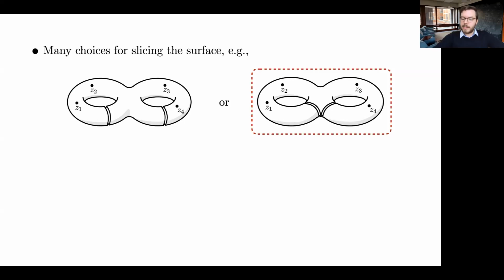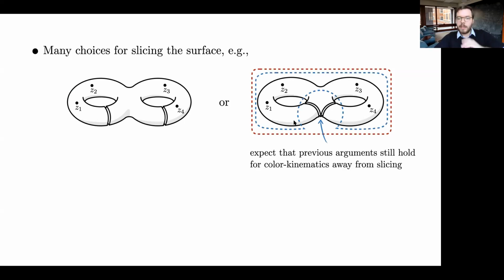So in those cases, what we expect by previous arguments is that away from the slicing, everything just holds as it used to, because the arguments that we made before were local. So now what we want to consider is what is the effect of this slicing on color kinematics duality.